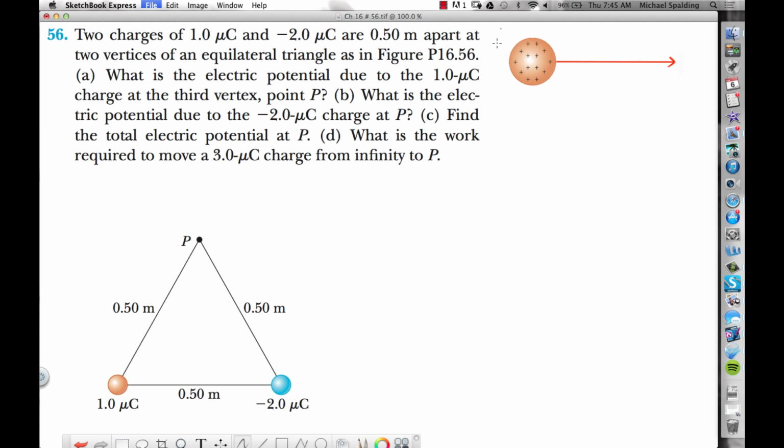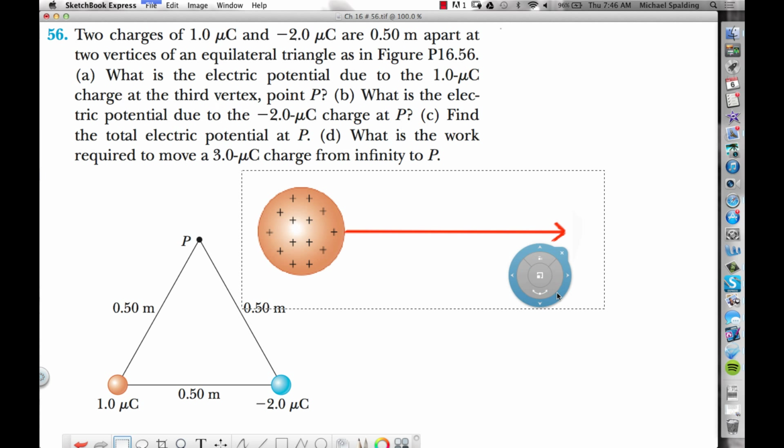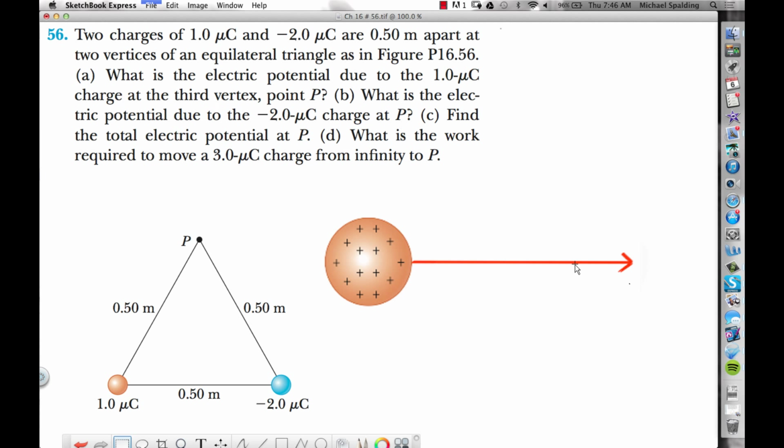Okay, so I'm going to grab this guy. You've got to give yourself a visual. So I got this dude here. I picked this picture because it just has an electric field, right? So here's a positive charge. This red arrow represents the electric field.